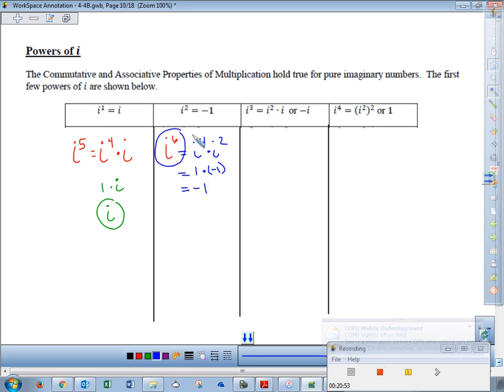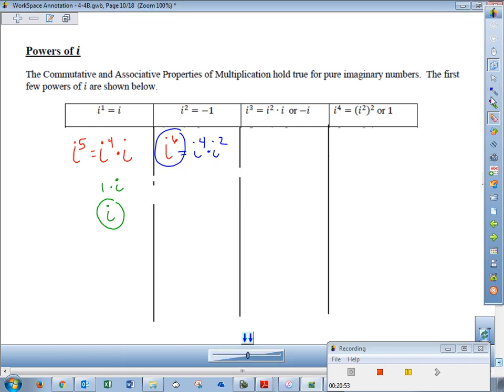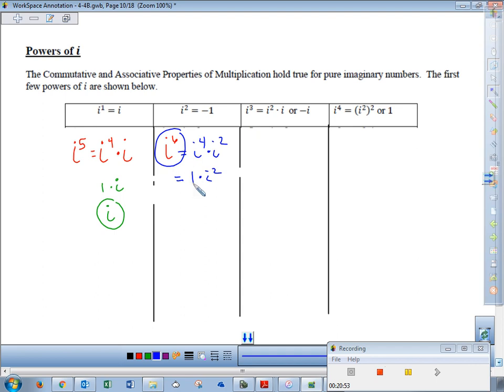How many times does 4 go into 6 evenly? 1 time, right? 4 goes into 6 evenly 1 time. Is there some stuff left over? How much is left over? 2, right? So this is really 1 times I to the 2nd. Because didn't 4 go in there 1 time evenly, and how much was left over? 2. This is the same thing as I squared. Do you know how much I squared is? I squared is negative 1.